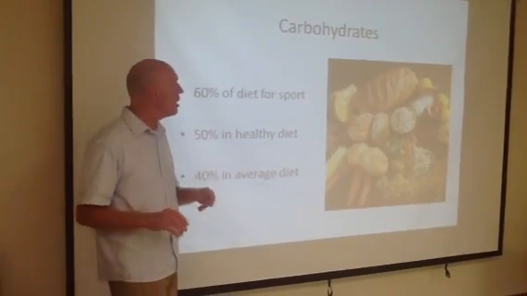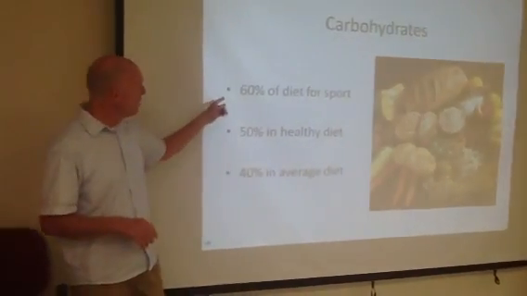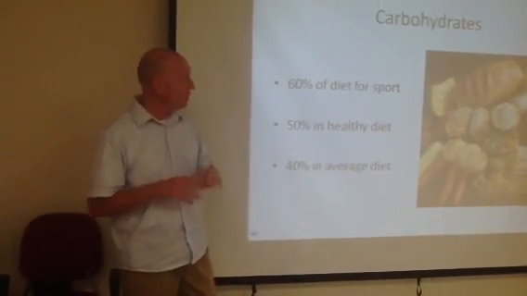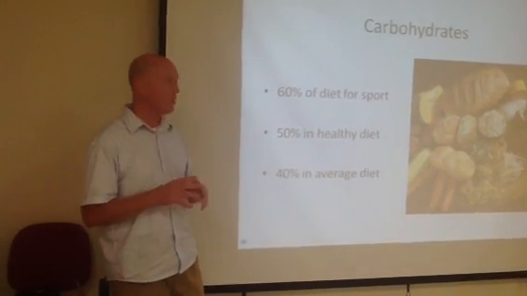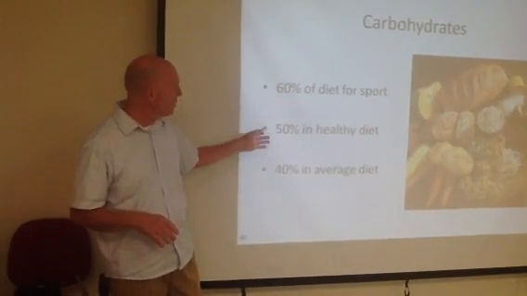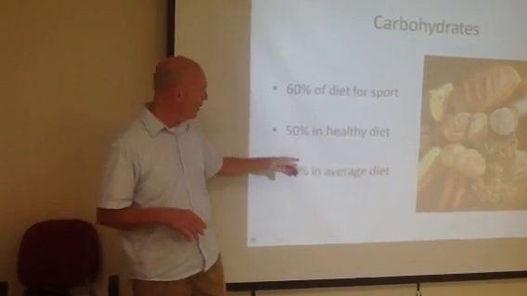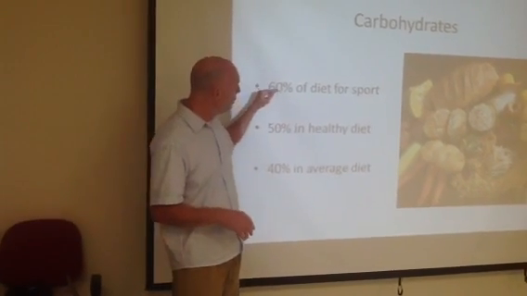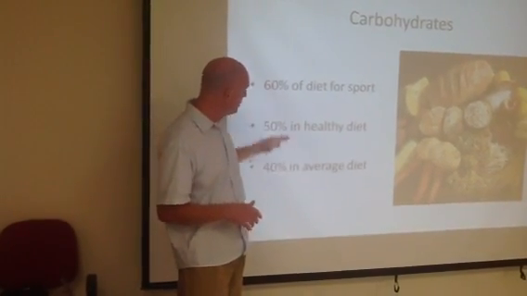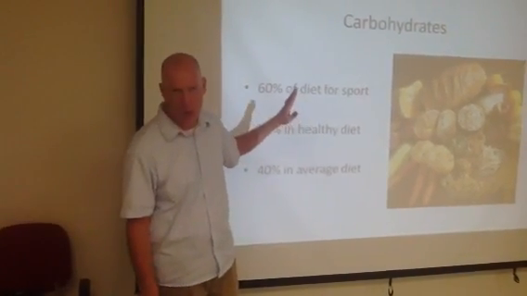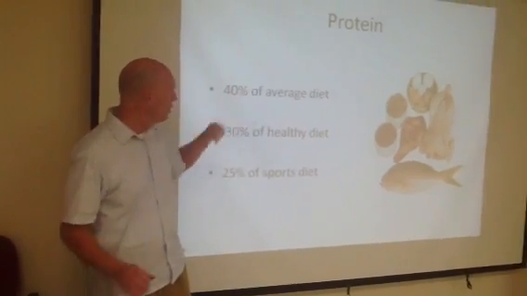So let's take a look at the carbohydrates. 60% of the diet for the sport diet is comprised of carbohydrates, whereas 50% in the healthy diet and 40% in the average diet. So as you go from very active to less active, you can see the amount of carbohydrates is changing.